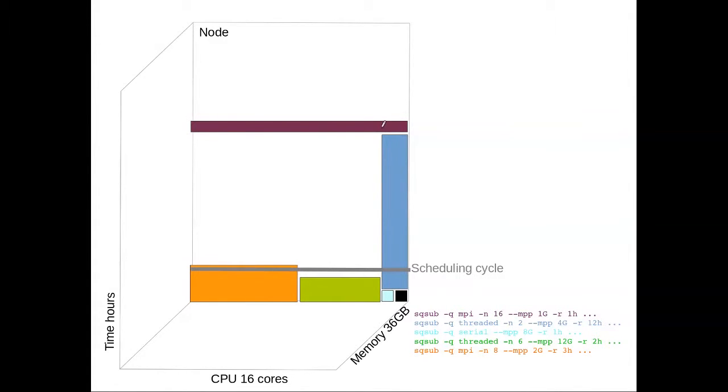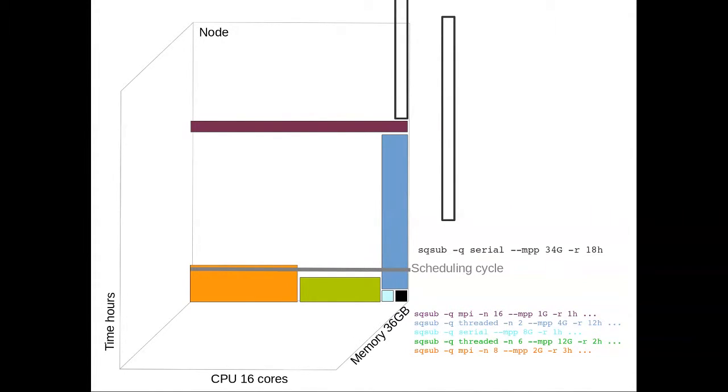Let's say this job does keep running for the 12 hours, and then more jobs start coming in. So let's say a serial job with 34 gigs for 18 hours. That would look something like this. 18 hours long, takes up 1 core on the x-axis, and is requesting 34 gigs, which is pretty much all of the memory on the node. Now, the first place that this could actually happen is really after that 16-core high priority job.